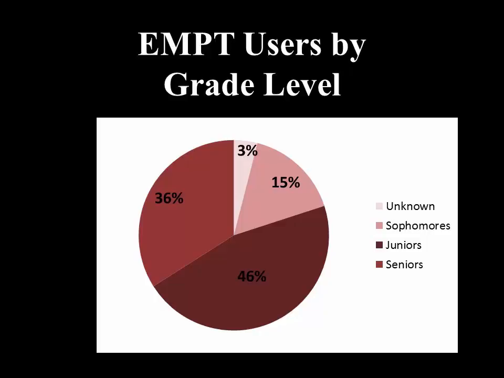As you can see here, here's a little chart on EMPT users by grade level. So we have 3% as unknown, 15%, which we're seeing more of the advanced sophomores in that area. And then our juniors are our main group because this is where we want to convince them to take that 4th year of math and to take the appropriate math, especially if they're college bound.